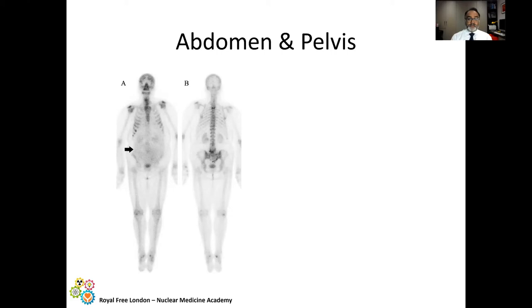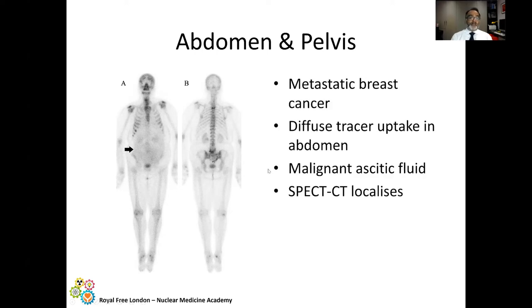This is another fairly common appearance that we might see in clinical practice, where you've got this diffuse ground glass increased activity in the abdomen. Yes, you've got some focal uptake in the ribs and in the spine, but it's this diffuse ground glass activity that we're looking at. This is a patient who's got metastatic breast cancer, and the diffuse uptake in the abdomen is due to a malignant ascitic effusion, ascitic fluid. This can be clarified on SPECT CT.